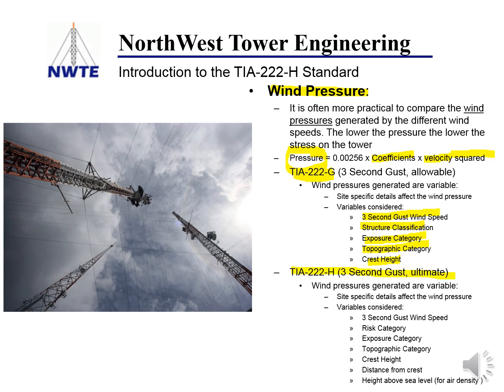Under the H standard, a little more complicated. We have some of the similar categories, but additionally, we have distance from the crest of the hill, and this new one as well is quite interesting. It's the height above sea level, which considers the air density. The higher up you are, higher elevation, the lesser the air density is, and that factors into the wind pressure.